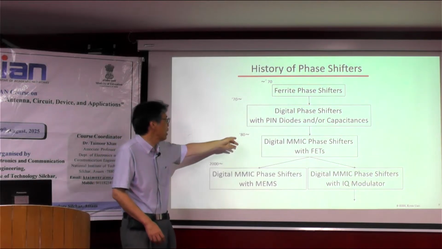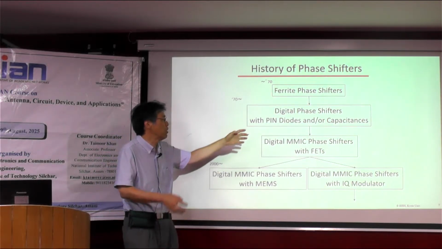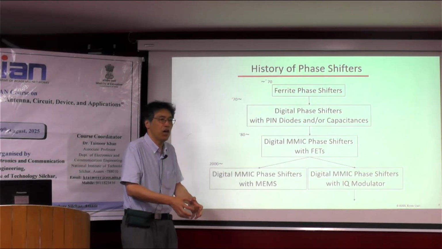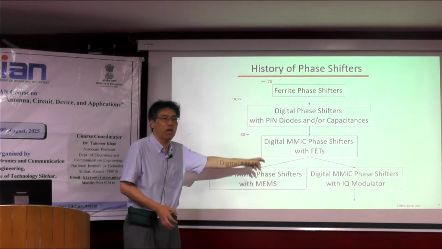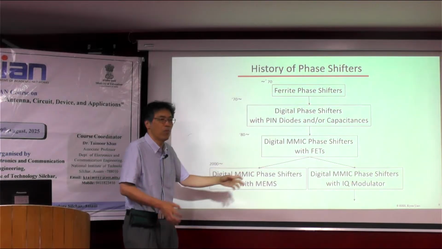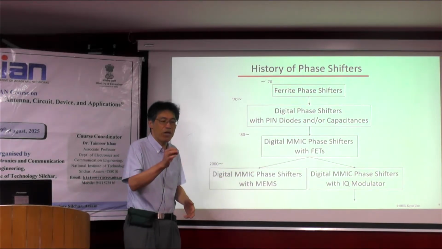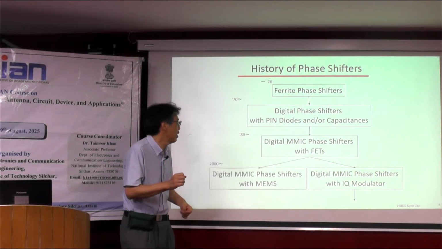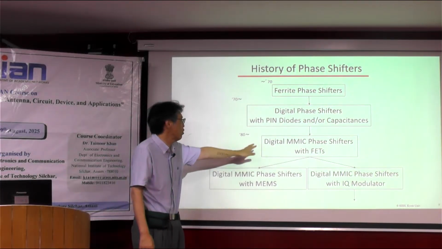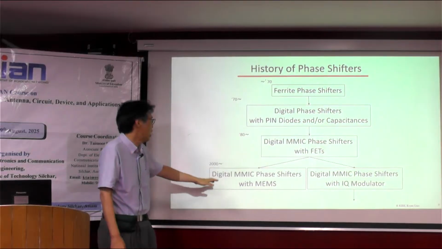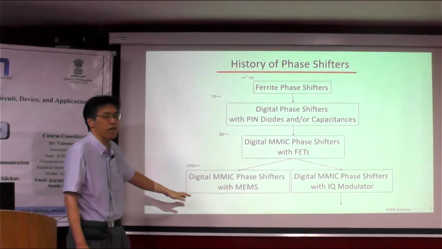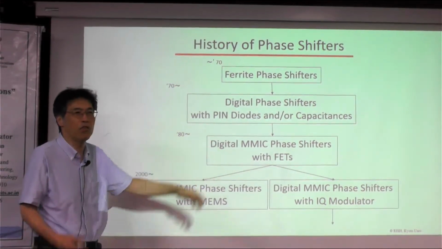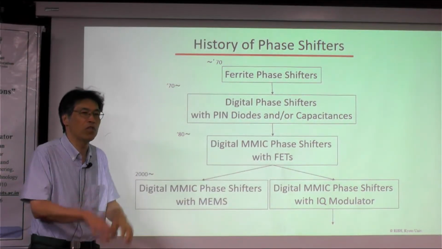And after the 80s, we merged this diode, capacitor, circuit, etc., into one IC, a monolithic microwave integrated circuit. So now you can buy a very small one-chip phased array antenna on a website. And after the success of the MMIC phase shifter, now we have two big trends, because this PIN diode, FET, or capacitance includes some losses in the circuit.